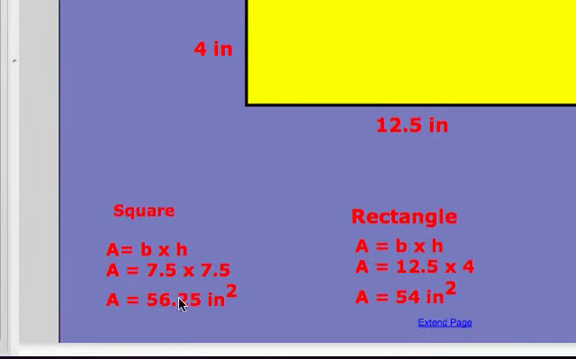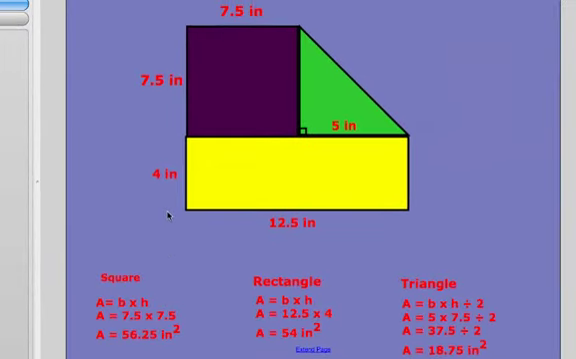Remember, when you're multiplying 7.5 times 7.5, you can use estimation. So you know 8 times 8 will equal 64. 64 is an overestimate. 49, 7 times 7, would be an underestimate. So this falls right in between. And you move the decimal over 2 spots, right? Because we have 2 decimals here. So we get 56.25 inches squared for the area of the square.